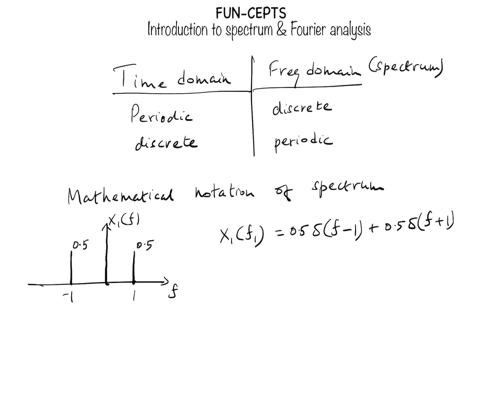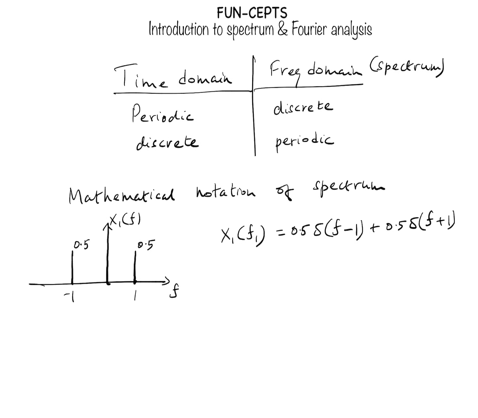So how did we get this? We got this just by looking at the spectrum and the basic knowledge of the delta function, which we discussed in an earlier video. But the mathematical process which would give us this is the Fourier transform. So if we had taken x1 of t and applied the Fourier transform to x1 of t, we would get x1 of f.